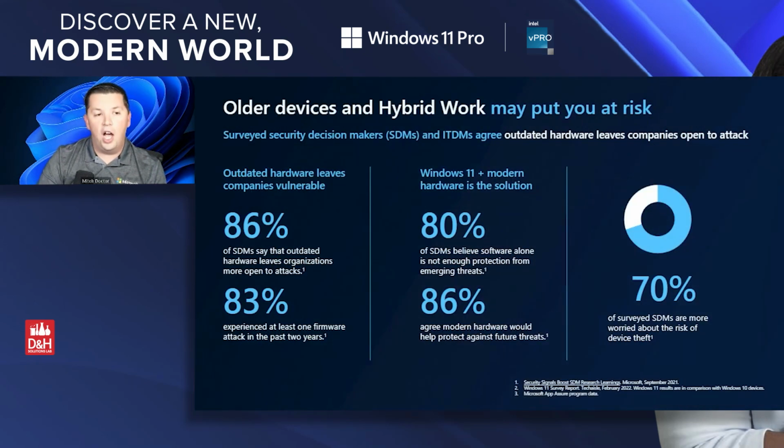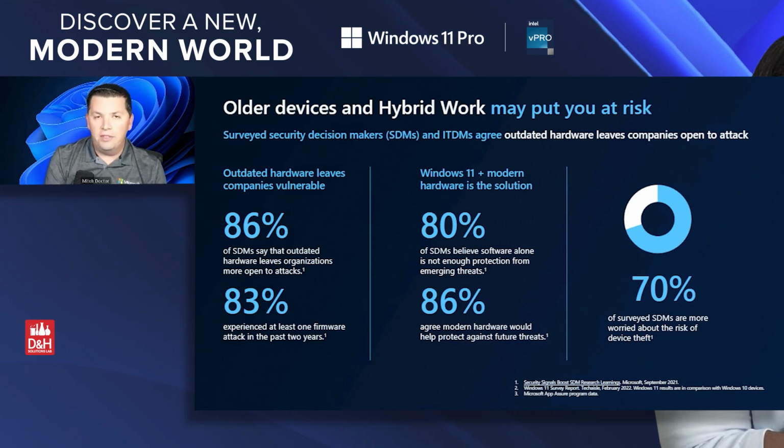So let's go ahead and talk about what these old devices mean. When we talk about old devices, we're talking about Windows 10 devices, something typically 4 to 5 years old or more. So these are what we refer to as older devices. And when we think of these older devices, they are statistically leaving organizations open to far more threats, significantly.